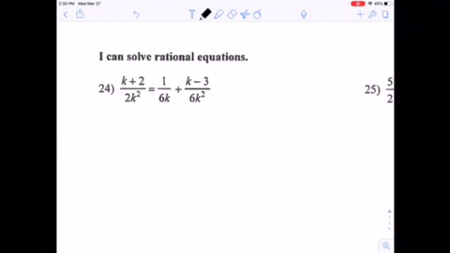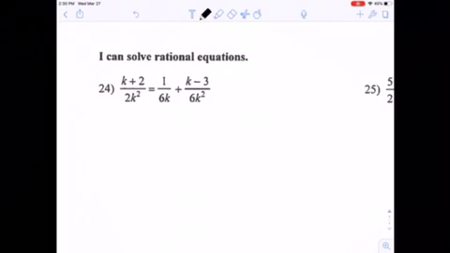Welcome to page 4 where we're solving rational equations. And the big thing with rational equations is you want to get rid of the denominator of every fraction you have. Okay? So I'm going to go the quickest way to get rid of all denominators on these problems.